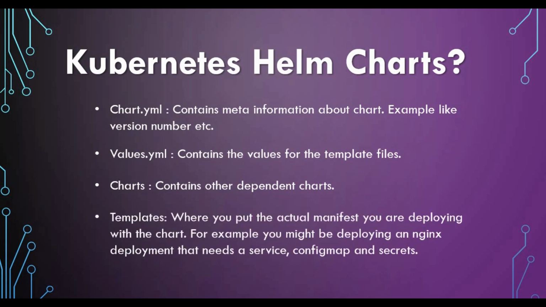And templates is the place where you put all your actual manifests which you are deploying as part of your Helm chart. For example, you might want to deploy an nginx deployment, for which you need service, config maps, secrets. So all those manifest files should be put under these templates. And as I mentioned, these templates have all these files, and in these files you may be calling some values from values.yaml. So that's how it gets defined as part of a Helm chart. We'll see all these things in the hands-on.